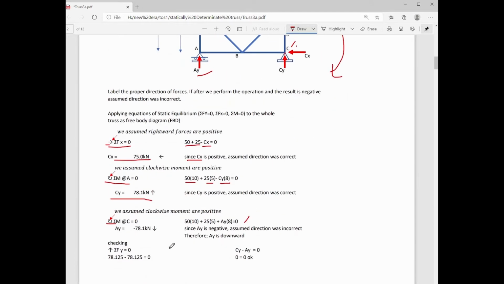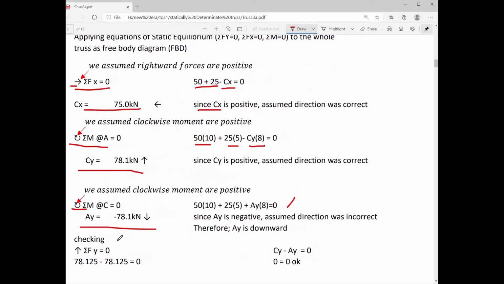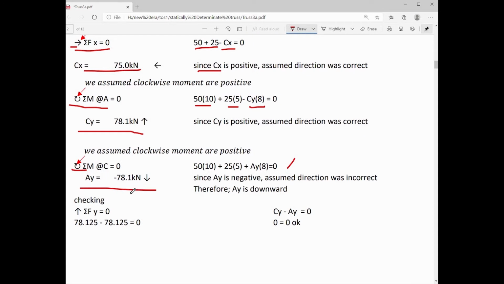So from this equation, the only unknown is Ay, that is equal to negative 78.1 kN. Our assumption that Ay is upward was incorrect, that is a downward reaction, since 78.1 came out to be negative, our assumed direction was incorrect. We can now apply summation of forces along vertical to verify if our answer was correct. So we will replace the value of Cy, that is an upward reaction at point C, and Ay, that is a downward reaction at point A.